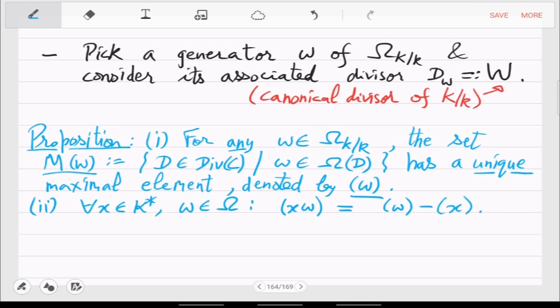Now we are mixing the two things. Bracket omega is the maximal divisor for the differential omega. Bracket x is the principal divisor of the rational function x. And the three things are related like this. And where is x omega? Big omega is, in fact, a vector space of dimension 1 over the function field. So x omega is also an element there.